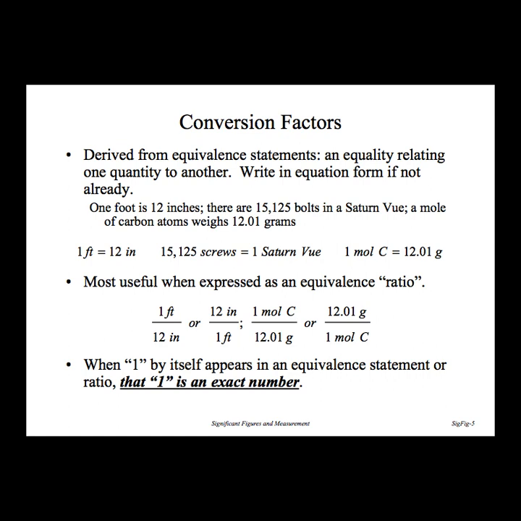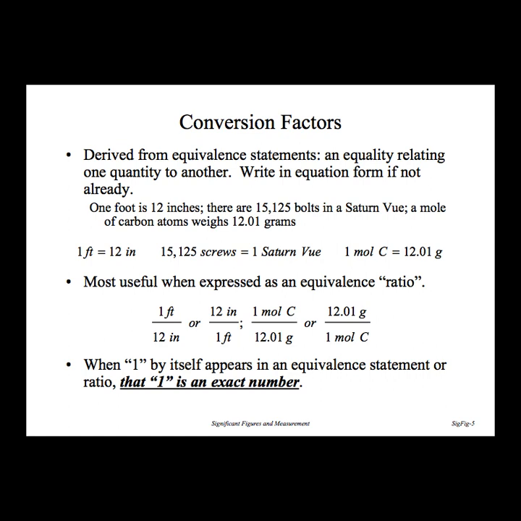Conversion factors are most useful, in fact this is how we're going to use them, when they're expressed as what's called an equivalent ratio. In other words, 1 foot equals 12 inches can also be turned into a ratio. 1 foot for every 12 inches, 1 foot divided by 12 inches, or 12 inches for every 1 foot, or 12 inches divided by 1 foot. 1 mole of carbon, for example, divided by 12.01 grams, or 12.01 grams divided by 1 mole of carbon. These are ratios that we're going to use when we solve these kinds of problems.